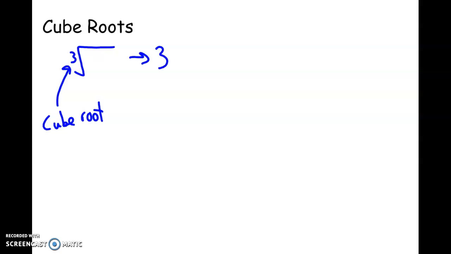Now, let's talk about cube roots. So for cube roots, you use the radical notation, but notice that there's a 3 up there. So this lets us know that we're taking a cube root. For square roots, we're looking for 2 identical factors. For cube roots, we're looking for 3 identical factors. And so for this, it helps to know our perfect cubes.